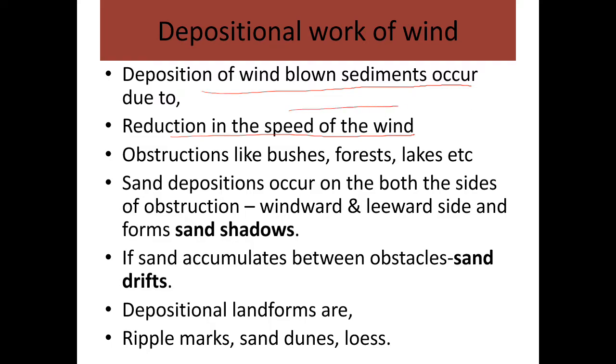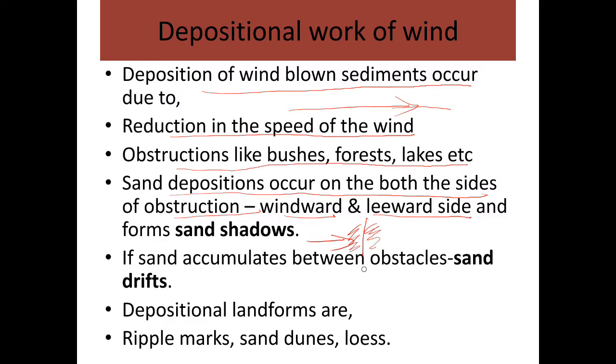So suppose wind is coming to a region and its speed suddenly decreases, then deposition occurs. And if any obstructions like bushes, forests, or lakes are in the path of the wind, then deposition occurs there. Sand deposition occurs on both sides of the obstruction, on the windward side as well as the leeward side. Both sides get deposition and form sand shadows.